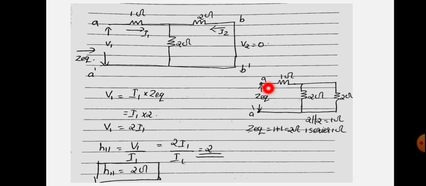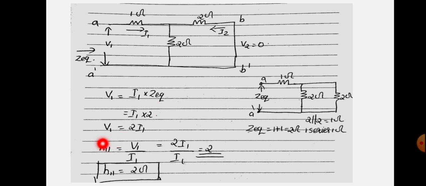For that, we are redrawing the circuit. Here you can see 2 ohm and 2 ohm are parallel, and that combination is in series with 1 ohm. So you will get the Z equivalent value as 2 parallel means it will be equal to 1 ohm. So that 1 ohm will be in series with 1 ohm. So series connection will give equivalent resistance or equivalent impedance as 2 ohm. Okay. So now you got the value of V1 as V1 will be equal to I1 into Z equivalent. Z equivalent is equal to 2. So V1 will be equal to 2I1.